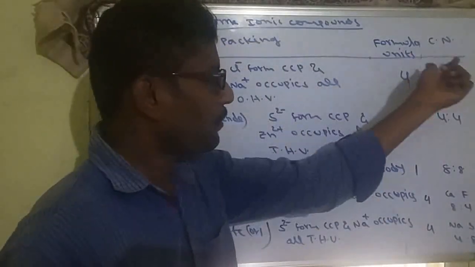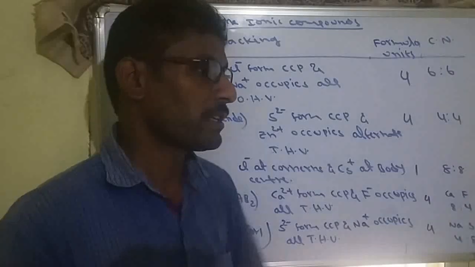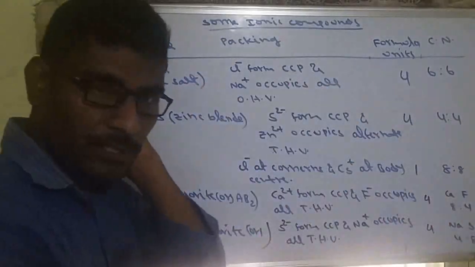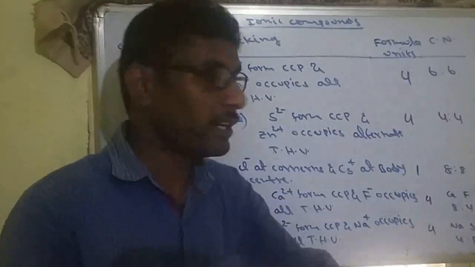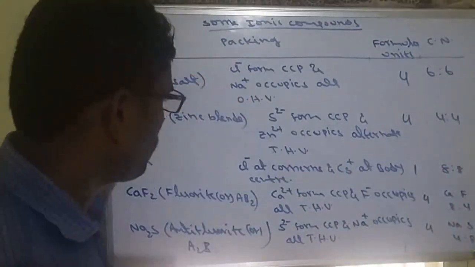So for the NaCl type, the coordination number will be 6:6. Sodium has 6 chlorine attached, and chlorine has 6 sodium attached. The coordination number will be 6:6.